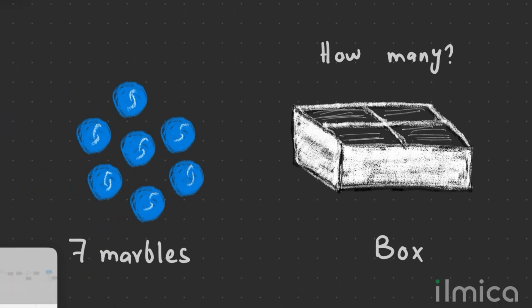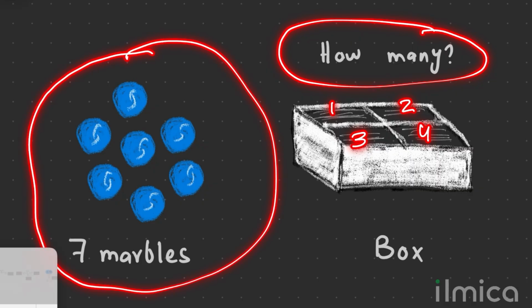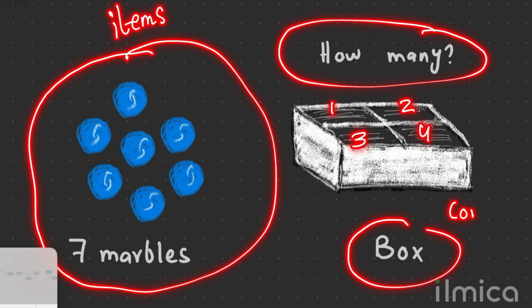Let's say we have 7 marbles which we want to keep safely in boxes, such that each box has a capacity of keeping exactly 4 marbles. The question is, how many of these boxes do we need in order to safely keep all of our marbles? Our marbles are the items that we have, and the box is our container in which we want to keep our items.